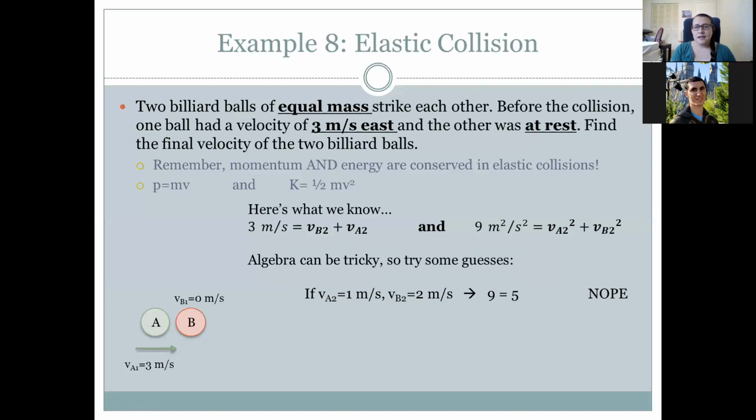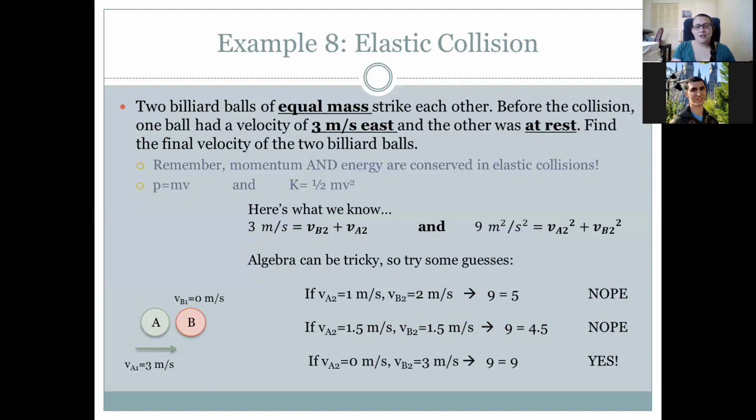Like what if these two balls just kind of share the momentum equally afterwards, and they end up with a final velocity of 1.5 meters per second each. Well, when we plug that into our energy result, 1.5 squared plus 1.5 squared is 4.5. So that's even worse. That's even farther away from 9. So those don't work. Okay, so let's try another guess.